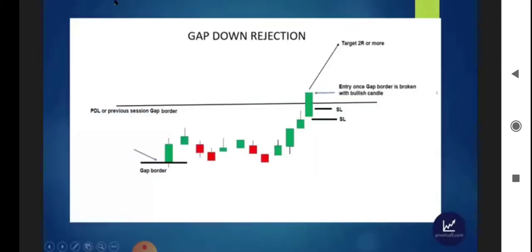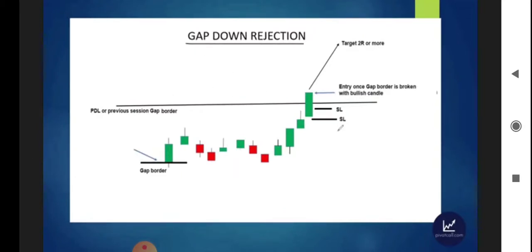Okay, now let us discuss the next pattern, that is the gap down rejection pattern. As I said, the gap up rejection pattern doesn't happen very frequently because gap ups don't happen every second day, right? Whenever there is some positive or negative news, only then can you see gaps. Same like that, gap down rejection patterns also don't happen very frequently, but whenever it happens, you should know how to trade it. So we'll discuss this pattern called the gap down rejection pattern.